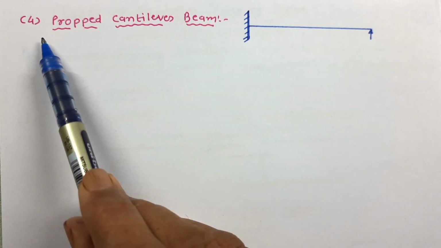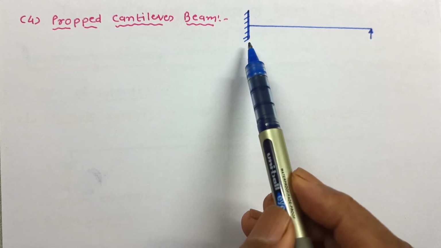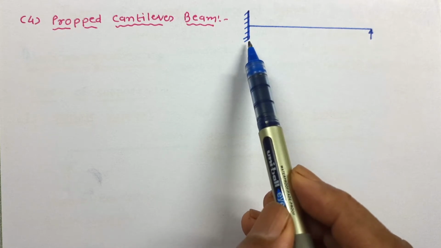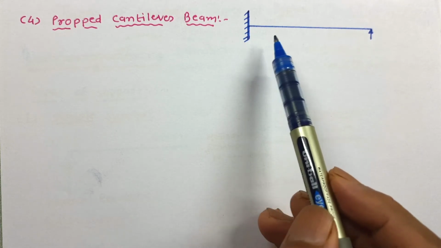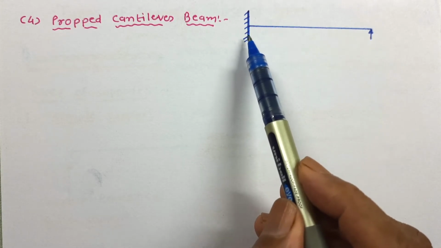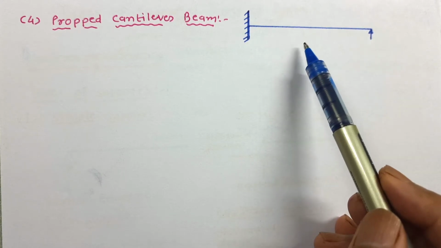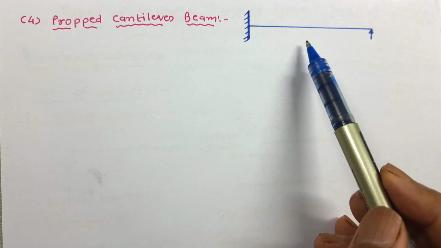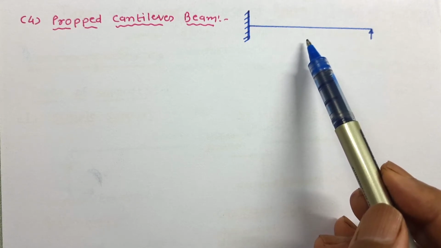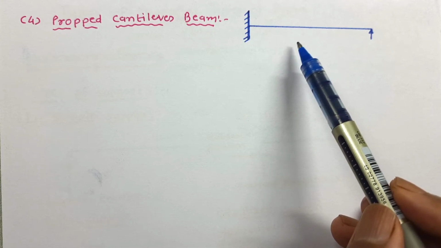The next one, fourth, is the prop cantilever beam. In this type of beam, we can see one support is a fixed support and the other support is a simple support. So, in a cantilever beam, the free end is supported by some support. It is called a prop cantilever beam. Here, this beam is more stable than the simply supported beam and cantilever beam. However, the analysis of such a beam is comparatively difficult.